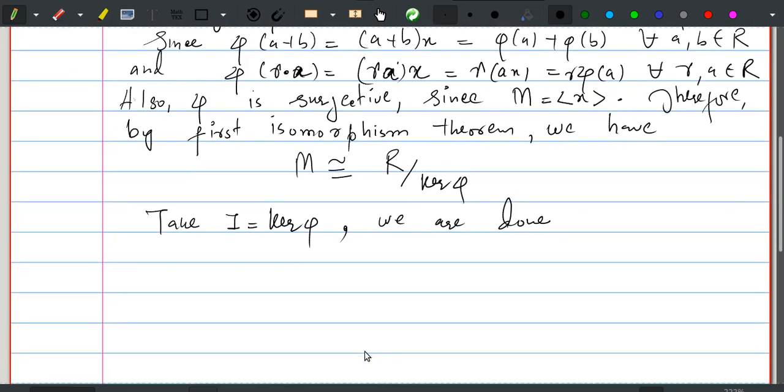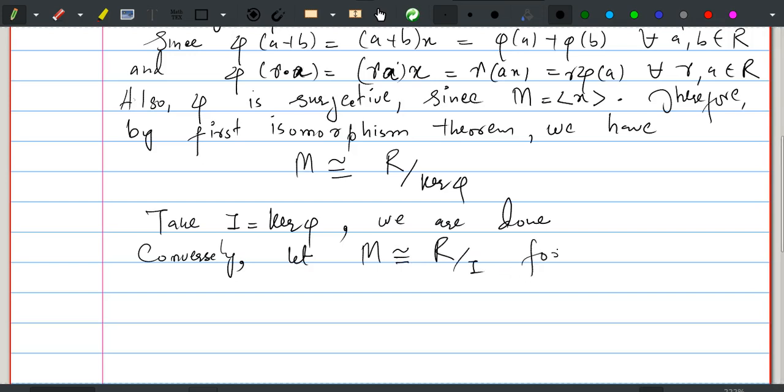Now the converse is trivial because R mod I being cyclic, since R mod I is generated by one bar, any module which is isomorphic to R mod I will be cyclic. So conversely, let M be isomorphic to R mod I for some ideal I in R.